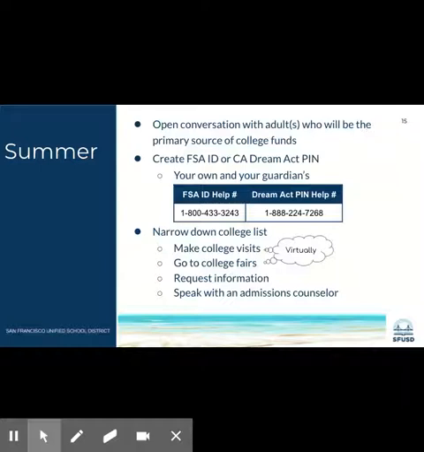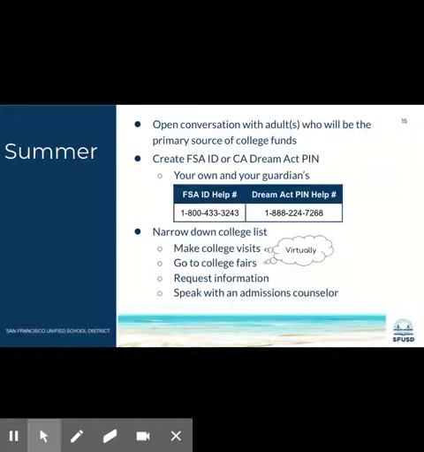You and one of your legal parents should create separate FSA IDs. If you are filling out the California Dream Act, this is called a PIN. This will be yours and theirs electronic signature when submitting the FAFSA or California Dream Act application. If you encounter any challenges while creating an FSA ID, call those help numbers.